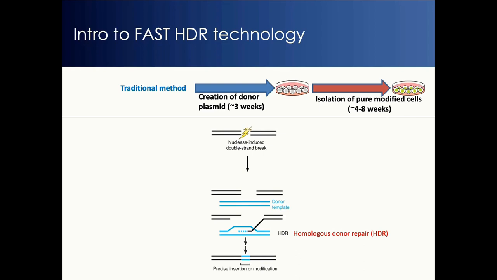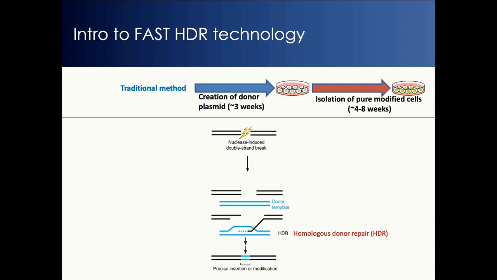And once you have those elements and you put them into cells via transfection or electroporation, not all the cells will get the genetic modification that you want. It's expected that between 1 to 30% of the cells can get the modification, depending on the cell type. So a big amount of time has to be put into using methodologies that will help you isolate pure modified cells, and that can take multiple weeks.